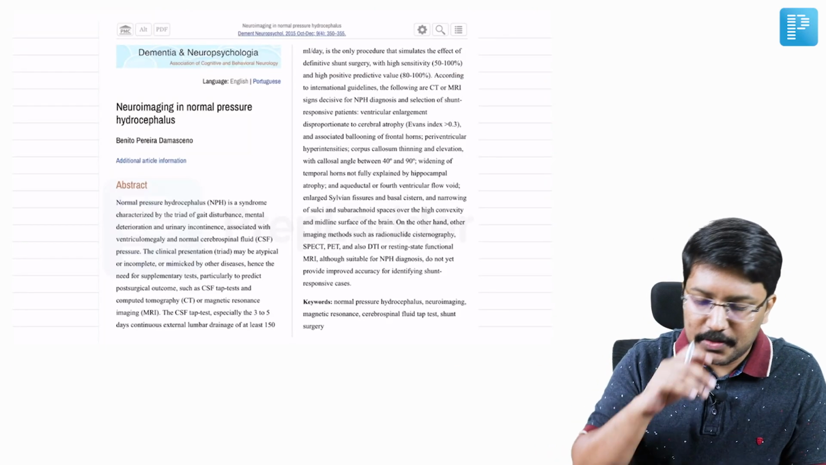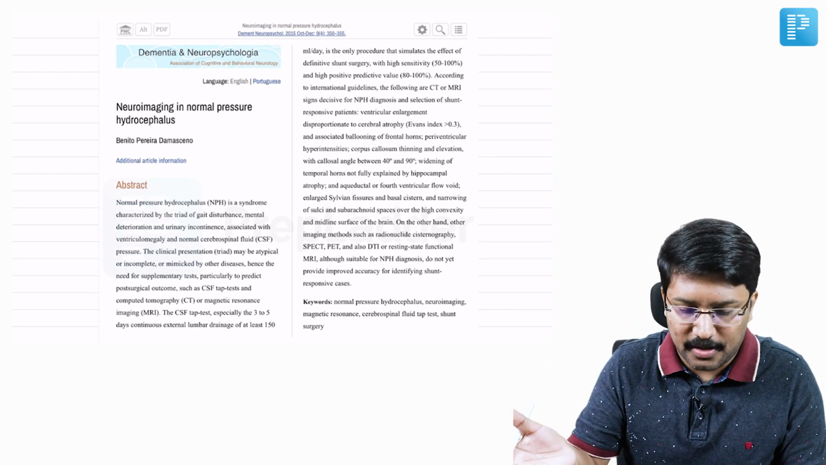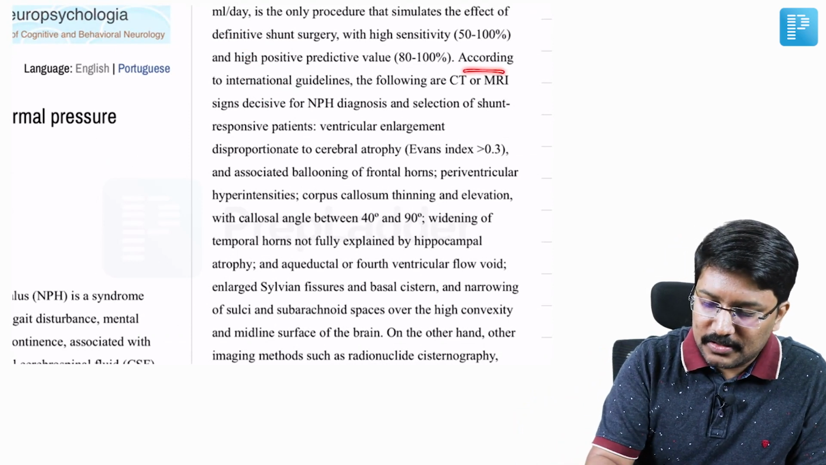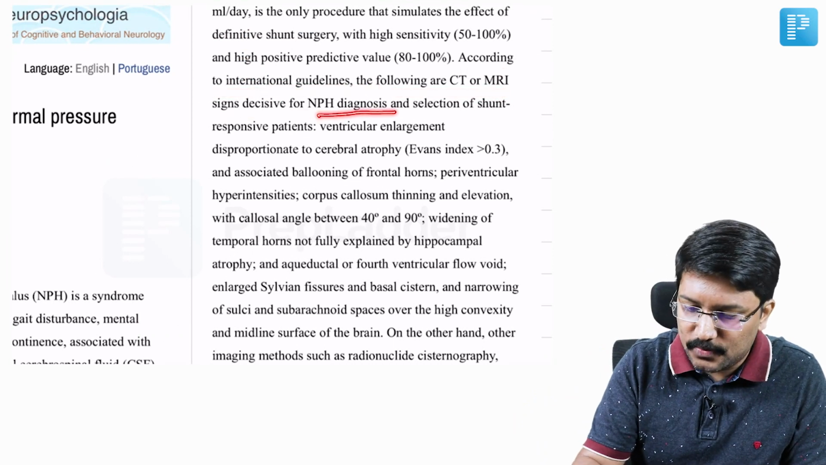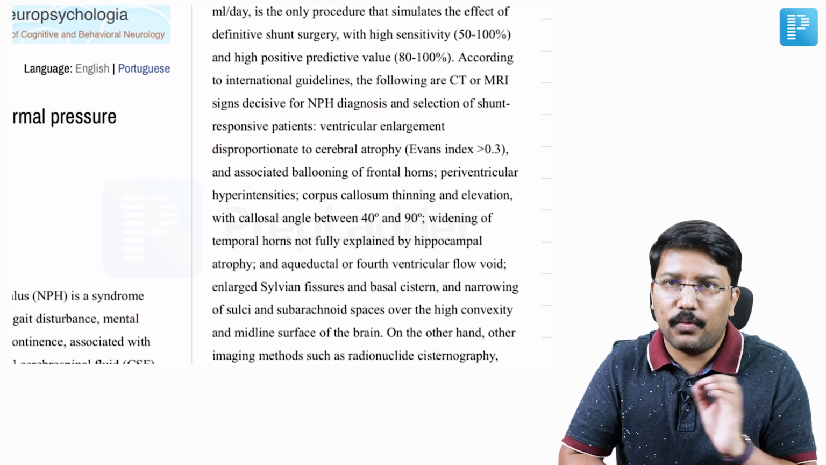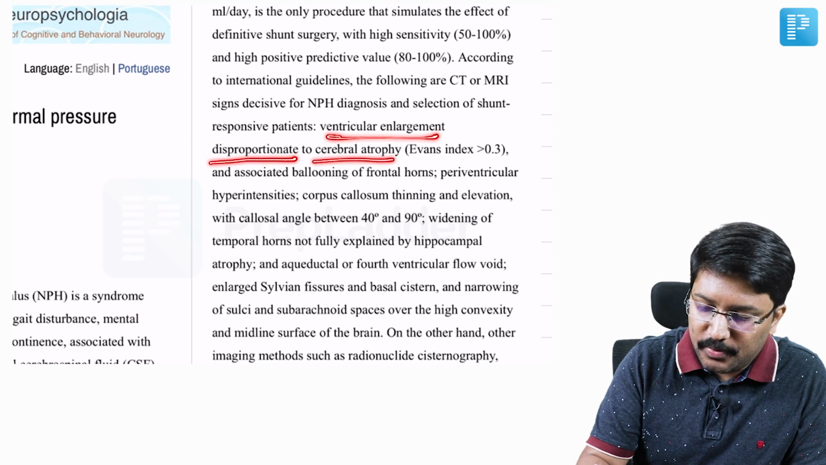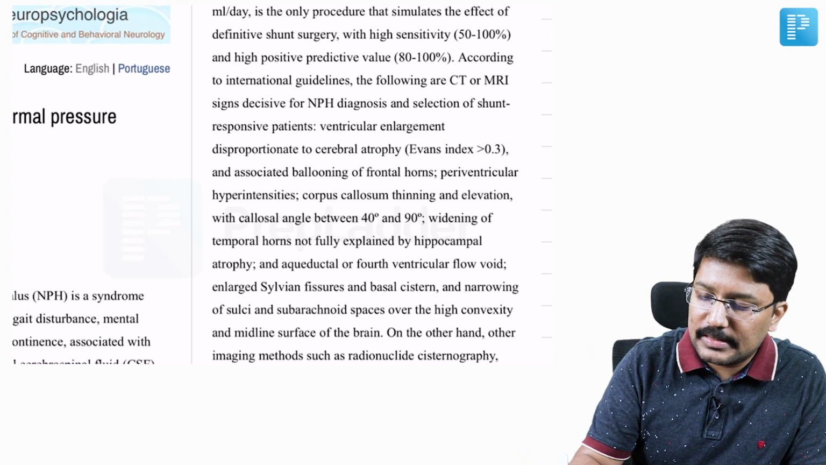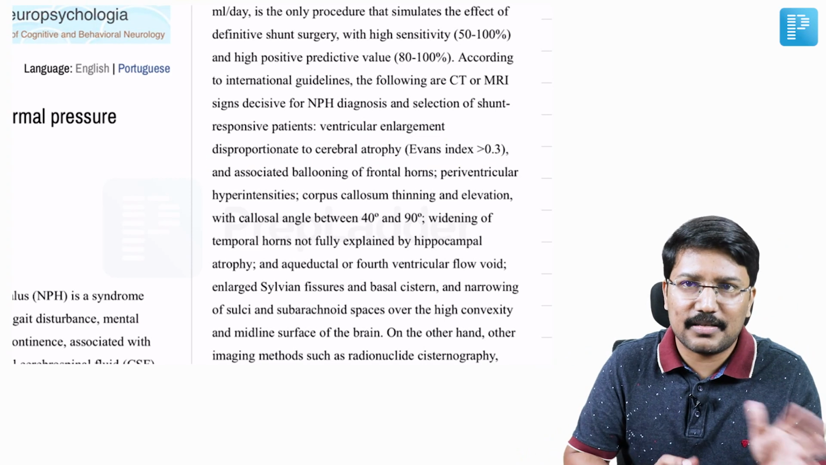And then there is one study which was properly on the neuroimaging in normal pressure hydrocephalus. So in this study, he goes on to say that according to international guidelines, following are CT or MRI signs decisive for NPH diagnosis and selection of shunt responsive patients. Okay, what are those? He says ventricular enlargement, which is disproportionate to the cerebral atrophy. So that Evans ratio that we calculate, more on that we will be discussing again. That should be more than 0.3. Okay, that is one which is characteristic of NPH.